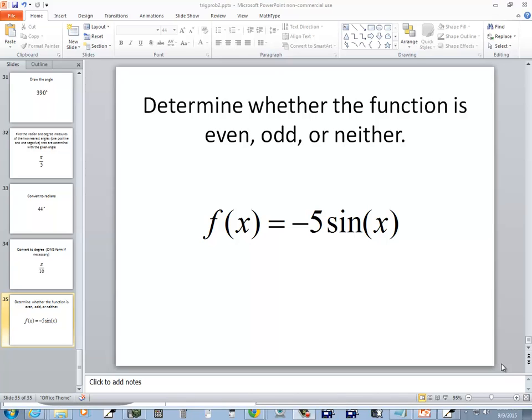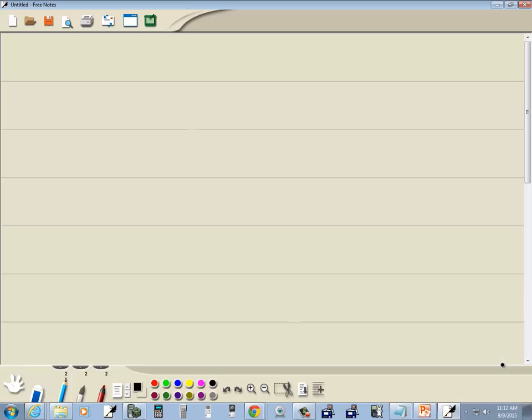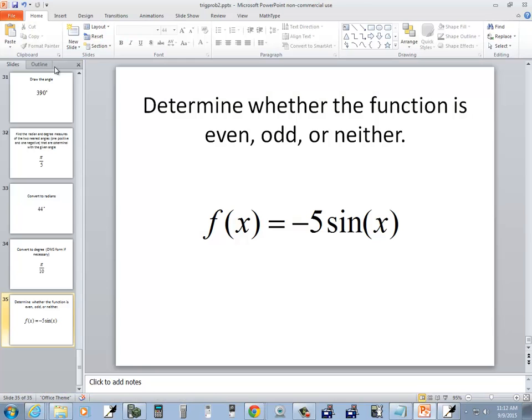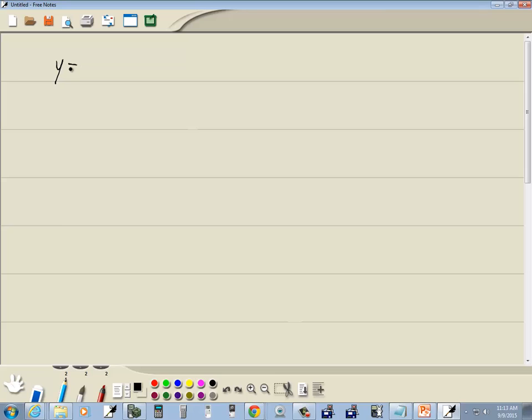In this problem, we want to determine whether the function is even, odd, or neither. So let's take a look at it. We've got f of x. It really is best on these, instead of using function notation, put a y there. So you've got y is equal to negative 5 sine x.